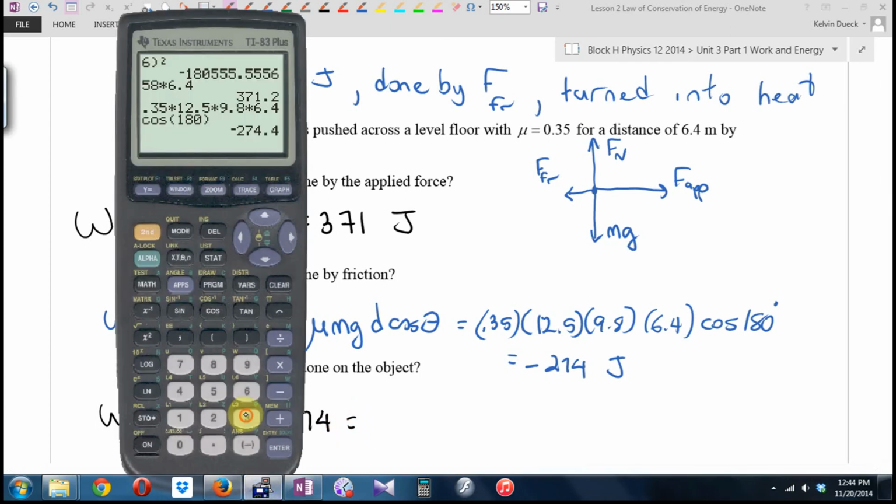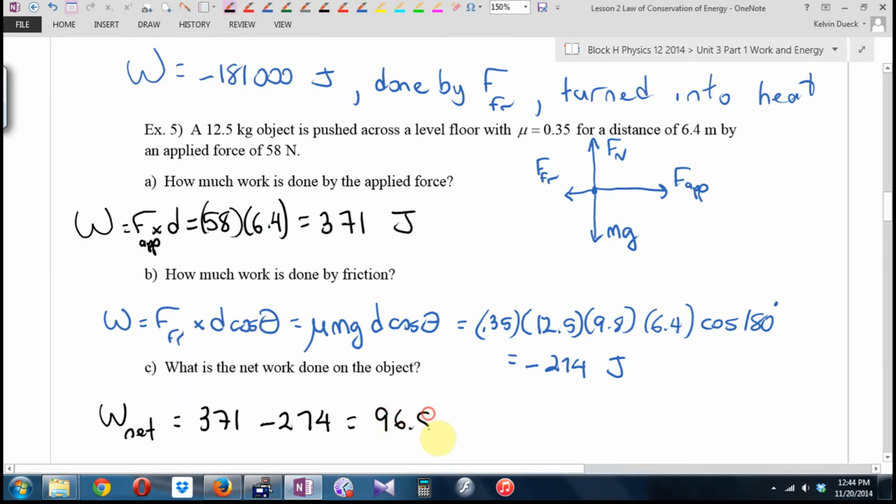It's actually 371.2 take away 274.4, and I get 96.8 if I bring the sig figs back. Is that right? I think.